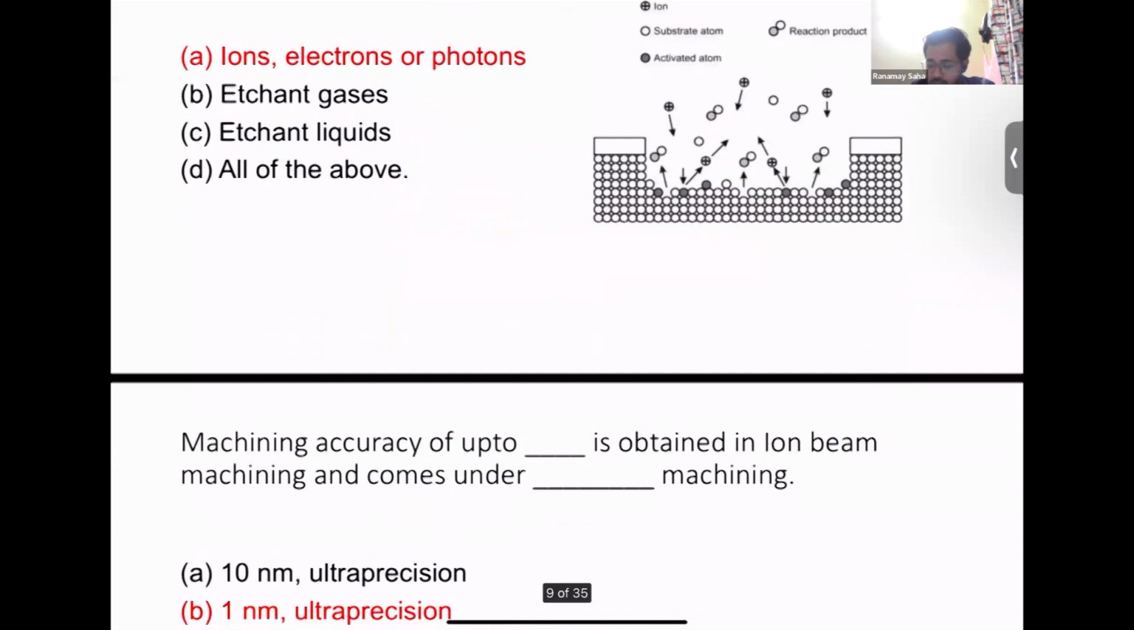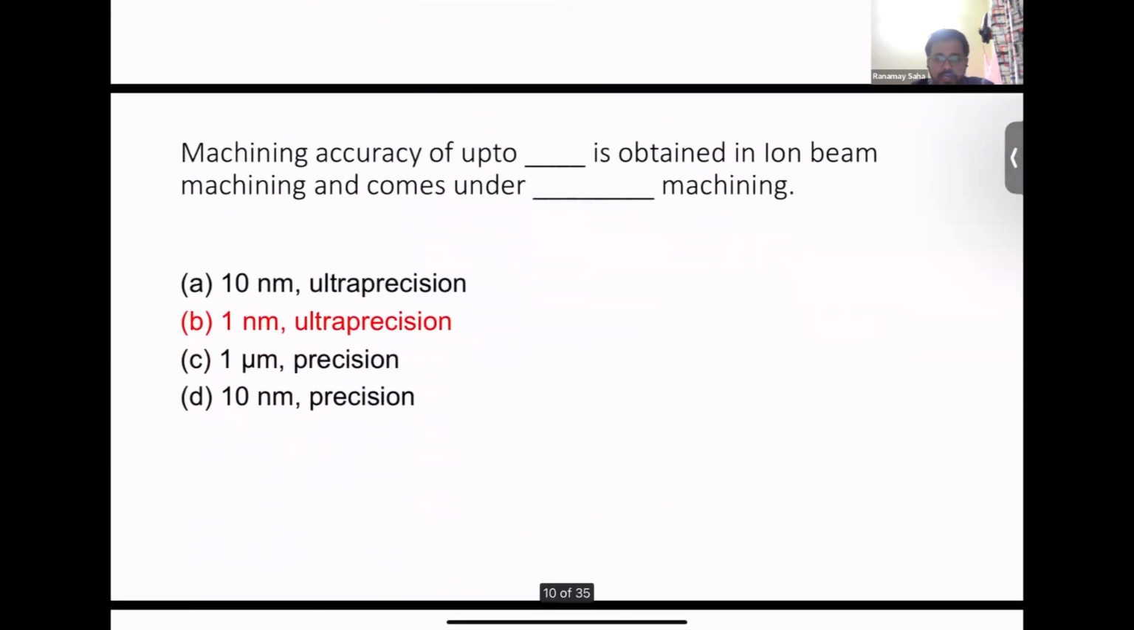So yeah, your next question is about machining accuracy. And ion beam machining is an ultra precision machining. We have discussed it earlier, and the machining accuracy happens to be up to 1 nanometer scale.